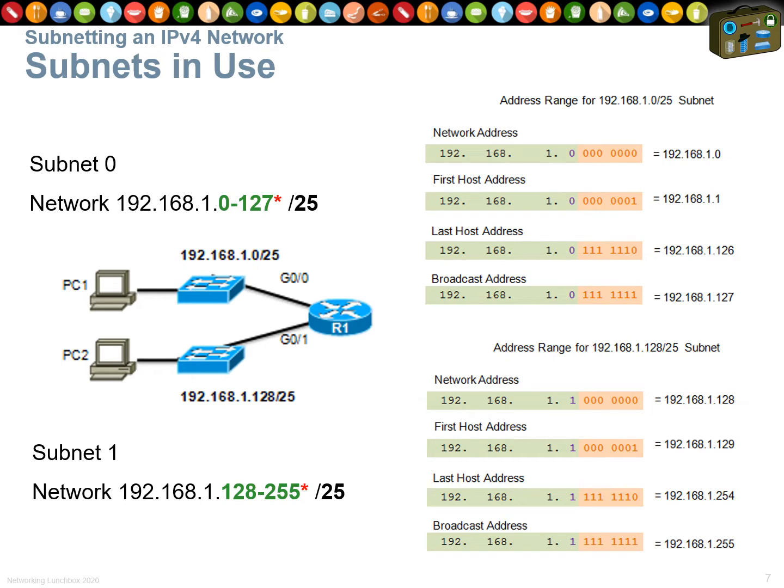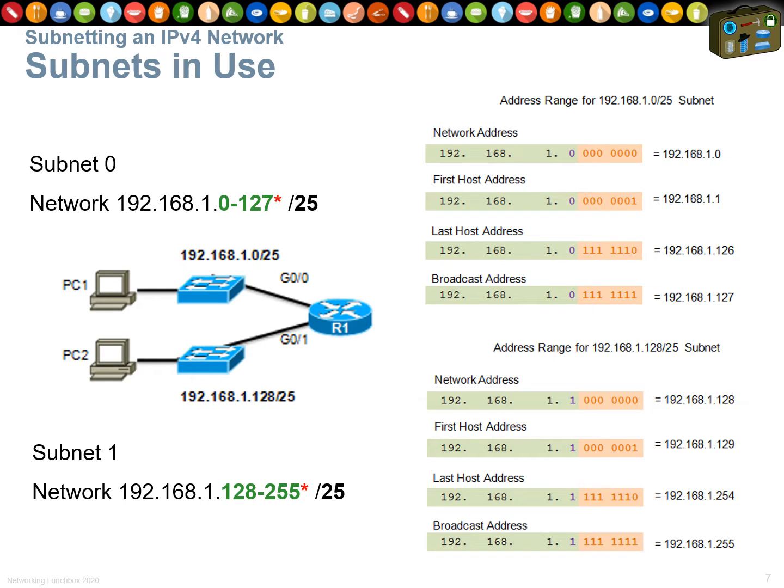We've got 192.168.1.0 for the network, 192.168.1.1 first usable, 192.168.1.126 last usable, and 192.168.1.127 broadcast address. Now for the next subnet, 192.168.1.128. That's the network ID for the second subnet, or subnet 1. Then the first usable is 129. The last usable is 254, and the broadcast address is 255.